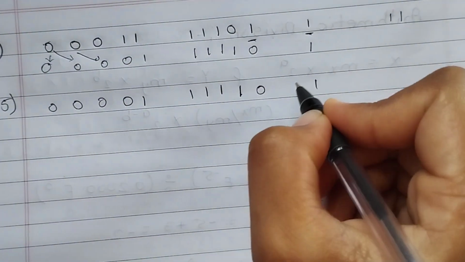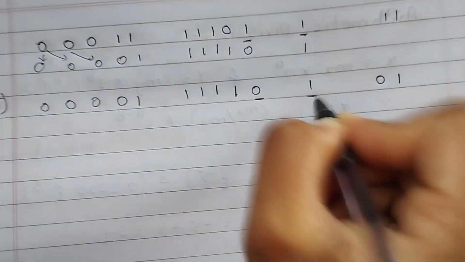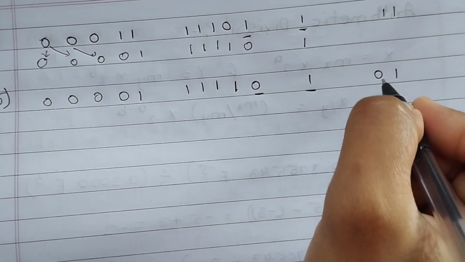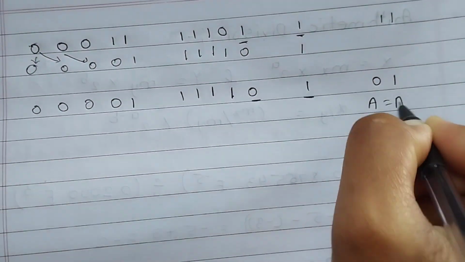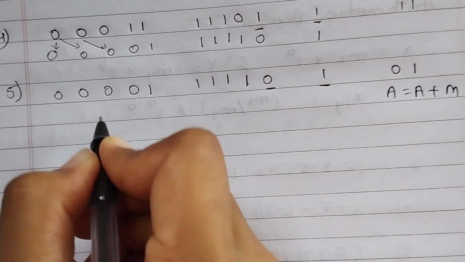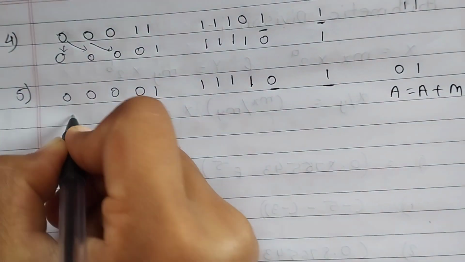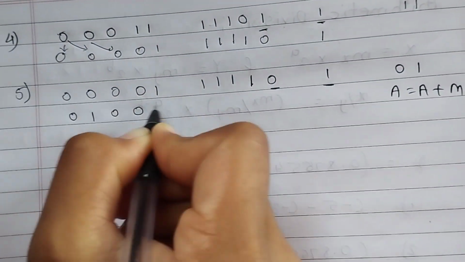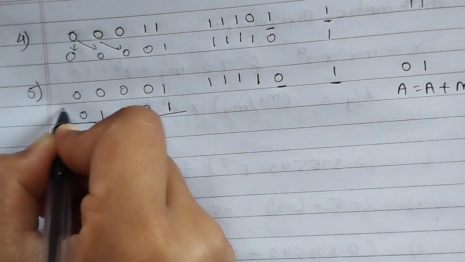Now our Q and Q minus 1 are 0 and 1. This is Q and this is Q minus 1. So 0 1. Again the operation we perform is A equals A plus M. So the value of M is 0 1 0 0 1, then we add them.